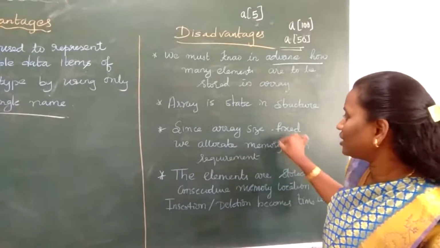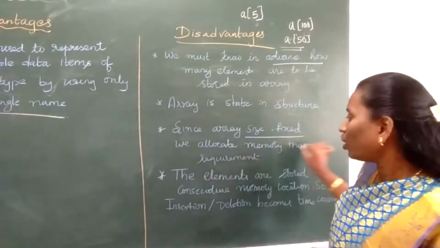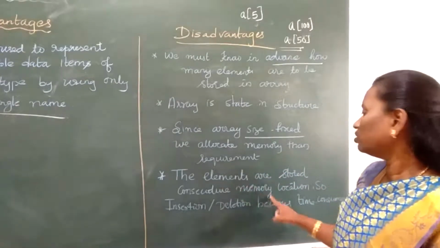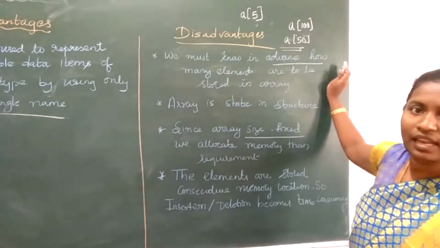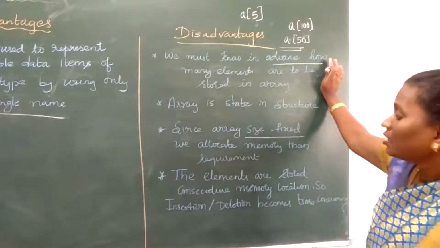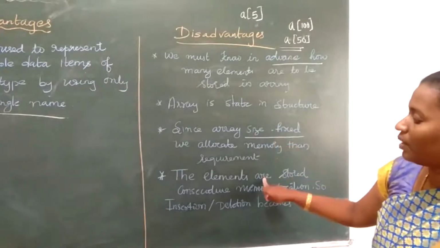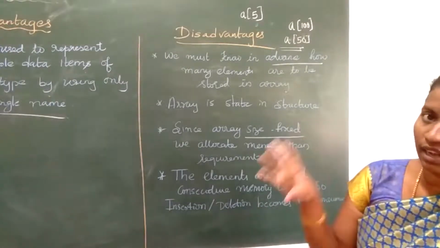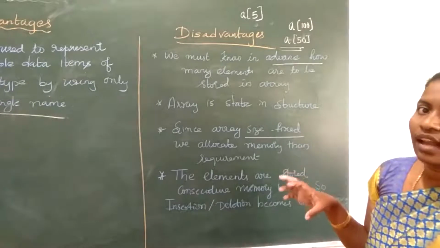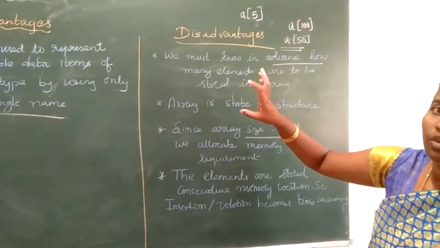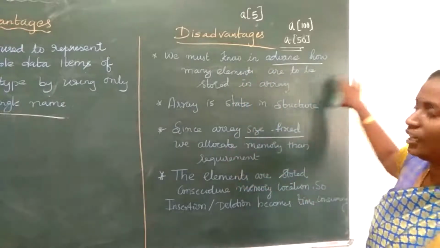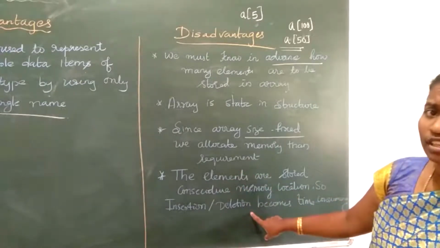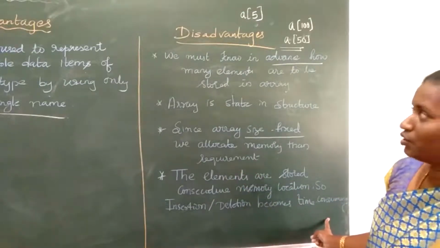Your next disadvantage: since the array size is fixed, we allocate more than what is required, so there is wastage of memory. Next, the elements are stored in consecutive locations, one after the other in a linear fashion, in a continuous manner. That is a problem when insertion and deletion come. In trees or graphs, the elements are randomly stored, so whenever we want, we go to that particular node and we can delete or add. But since in an array we need to traverse in a linear fashion, the insertion of an element as well as the deletion of an element becomes time consuming. That is your next disadvantage.